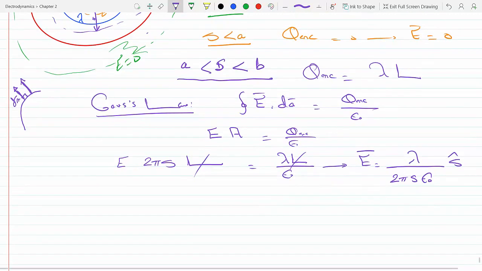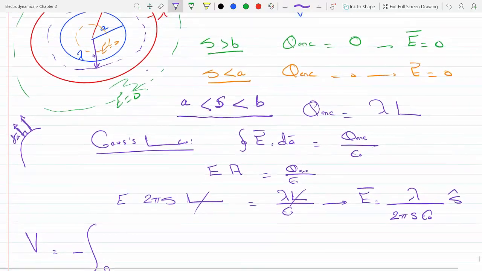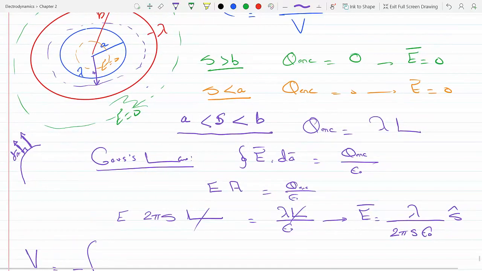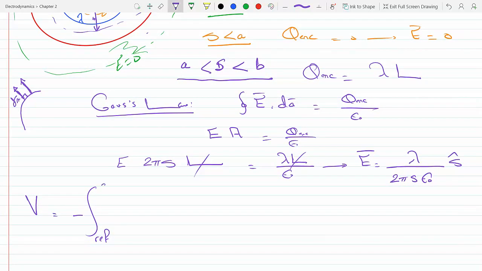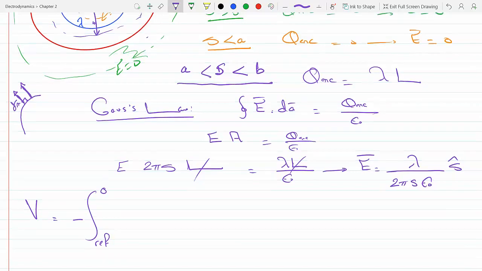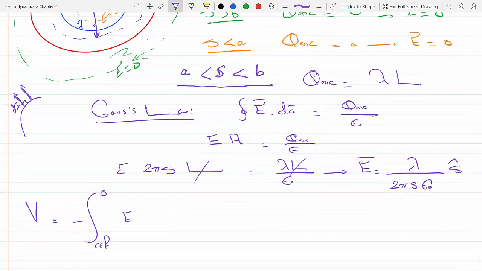And the minute I have my electric field, I can find my potential. My potential will be negative the integral from a reference all the way to the center, to 0, of E dot dl, and dl in this case is just ds.